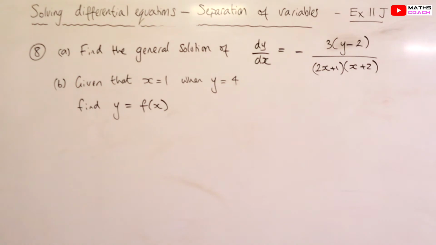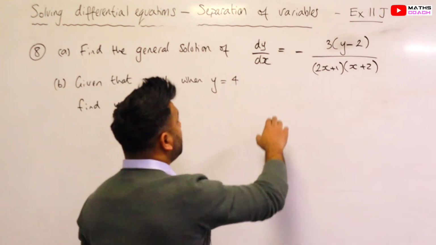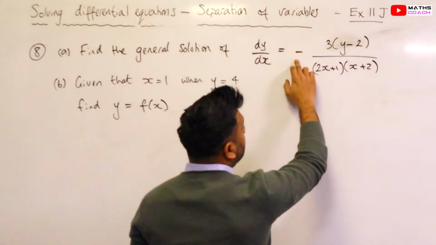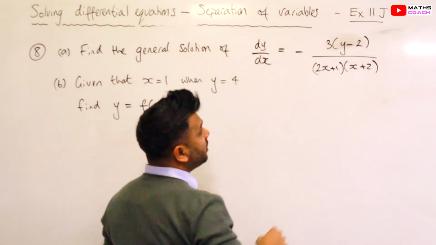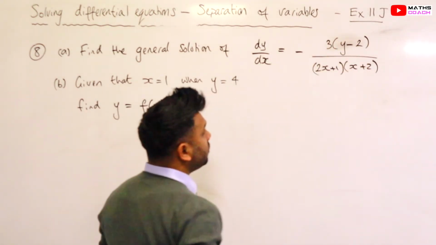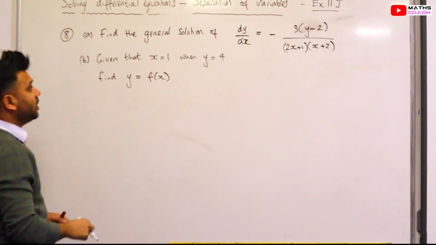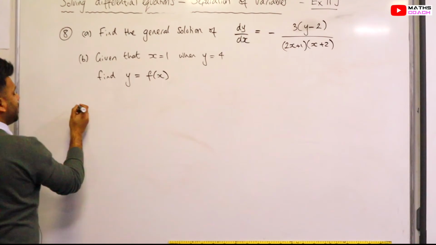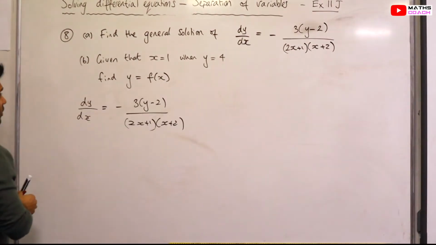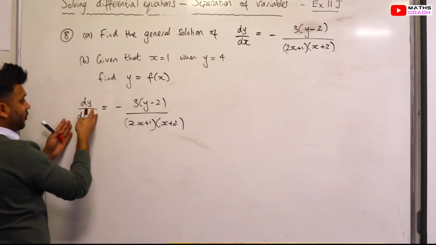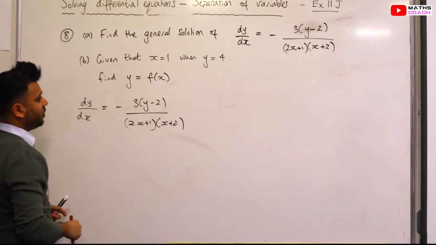Okay, so the final example. Find the general solution of the equation dy/dx is equal to minus 3 y minus 2, all over the two brackets 2x plus 1 multiplied by x plus 2. So we begin by writing down the equation. Again, the first step is done for us. Single fraction on the left hand side, single fraction on the right hand side.